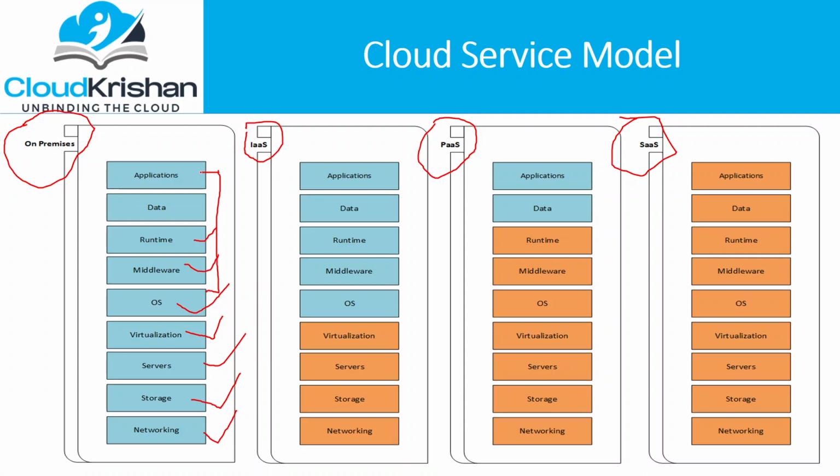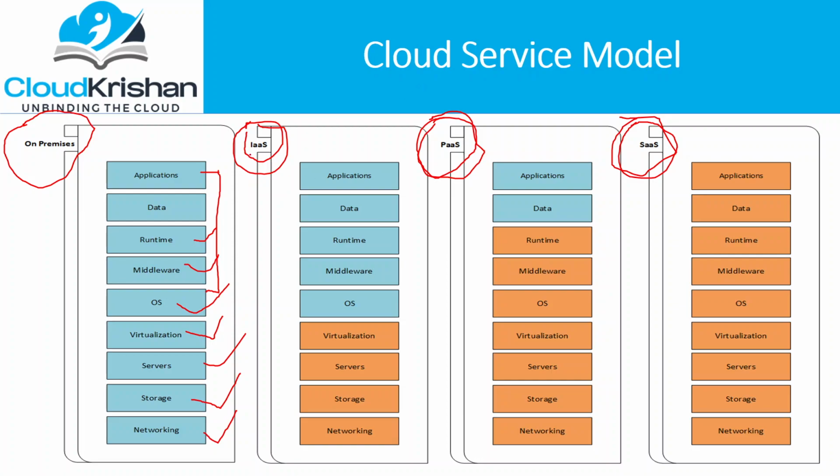Now, which model should we choose? We should choose IaaS, infrastructure as a service, or PaaS, platform as a service, or SaaS, software as a service, because these three service models are available on the cloud. Let's understand them one by one.